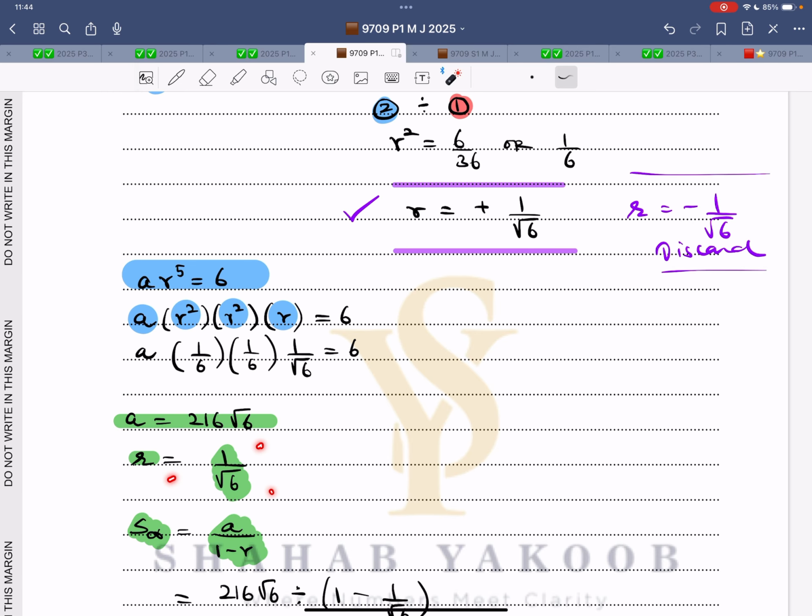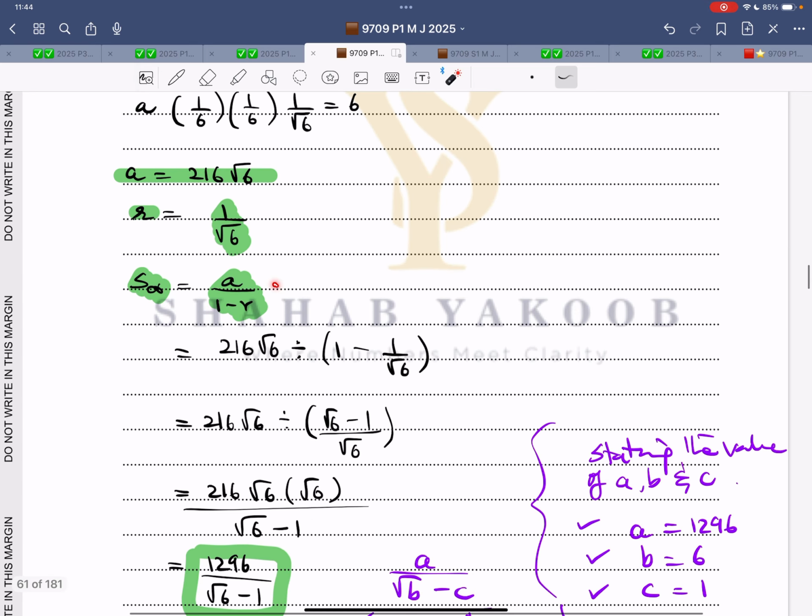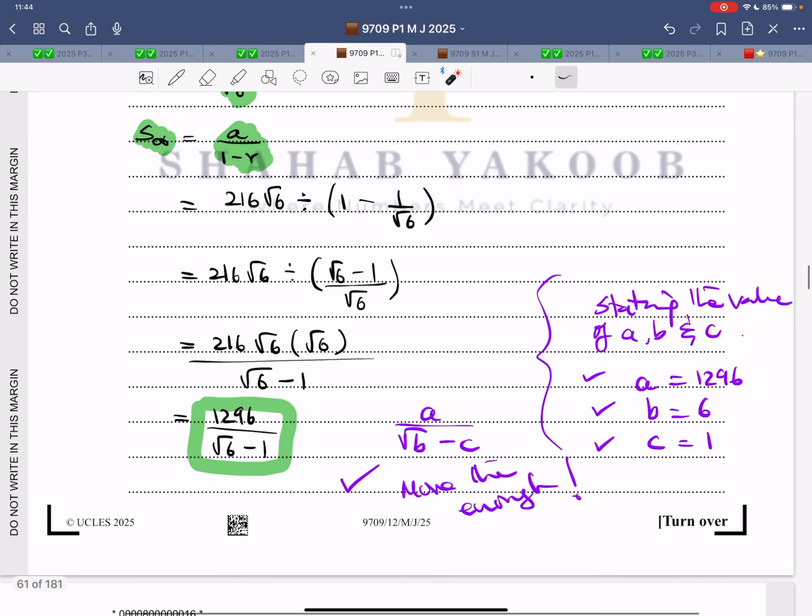R is 1 over root 6. Sum to infinity, A over 1 minus R. And look at all the simplification. This is LCM, this is division, and we leave the answer as it is. They are not making us further rationalize it. Just leave the answer as it is.